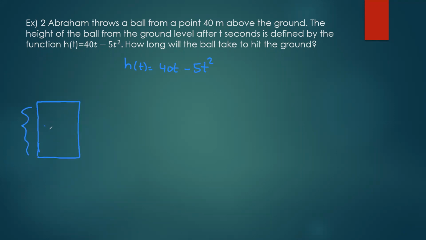Okay, so this length is 40. Here is Abraham. He throws a ball from 40 above the ground. So he throws a ball like this. And as you can see, it shows an upside down parabola, or yeah, a concave down quadratic. And what is it they're asking? They're asking how long will it take for the ball to hit the ground? So they're asking for time.